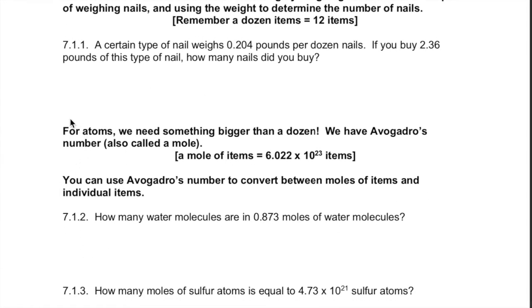So atoms are so small that counting individually, or even counting as a dozen like this nail problem, is not very realistic. And so we can count things in moles instead of dozens. And a mole is just a number. So like a dozen is just the number 12 items. A mole is 6.022 times 10 to the 23rd power items. So that is a lot. Sometimes you can see a little cartoon or some kind of comparison that said if you had a mole of marshmallows, it would cover the whole entire planet Earth 6 feet deep. It's just a super mind-bogglingly large number.